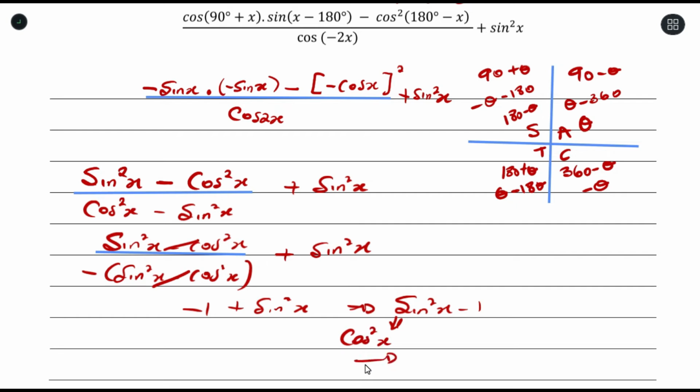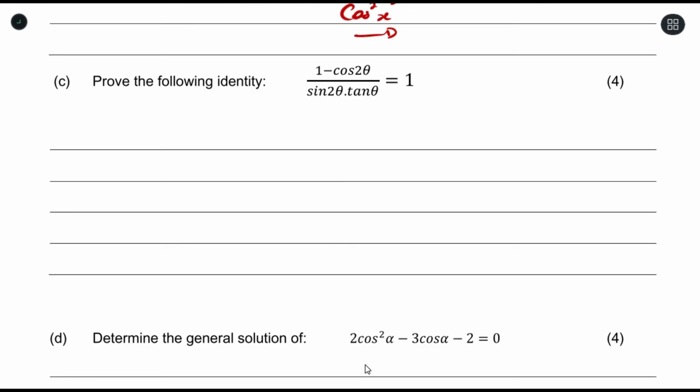That's it. So moving on to the next question, they ask us to prove that the identity (1 minus cos 2 theta) over (sine 2 theta) times tan theta is equal to 1. So we have three identities here. We have the double angle identity for cos in the numerator, the double angle identity for sine 2 theta, and also tan theta, which can be written as sine theta over cos theta, right? So we're going to be doing all three in one step.